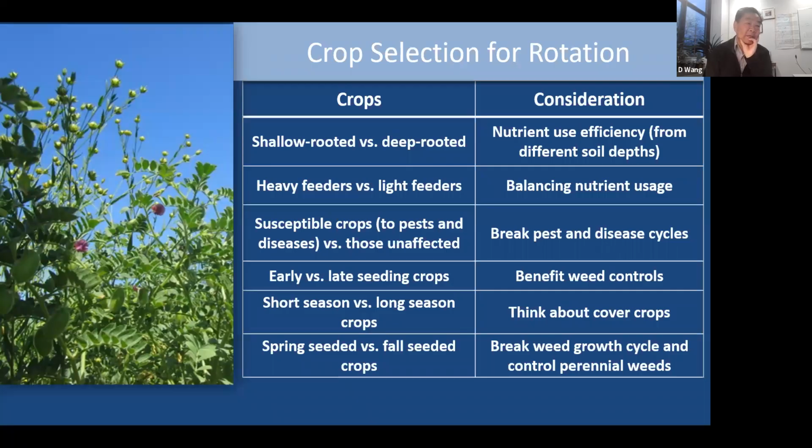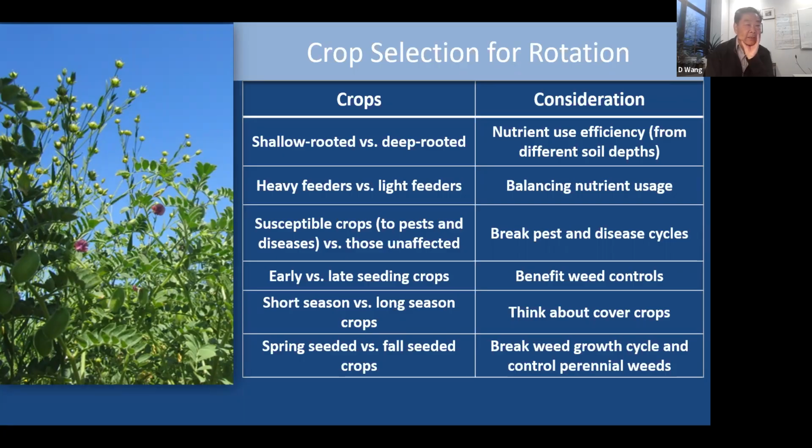And use heavy feeders and light feeders to balance the nutrient usage, and consider susceptible crops. This refers to the pests and diseases that affect them, and a break would be able to break the pest and disease cycle. I want to say that by susceptible crops I don't mean different crops, but that some varieties are more susceptible and others are not. For that particular crop, you should always choose the varieties that are not susceptible to the pests.